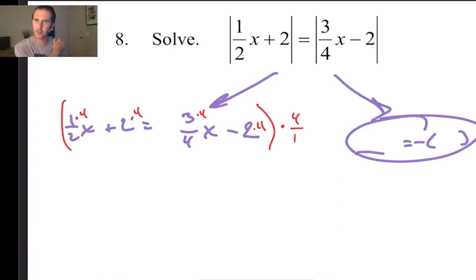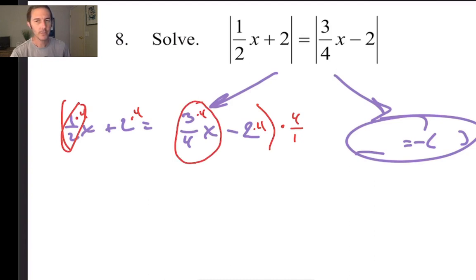Really? I have to take the 4 and distribute my multiplication? Yes. And then, yeah, this is going to reduce, and the numerator turns into a 2, and this one's an 8. And then what's the first thing that you're going to do here, I wonder?